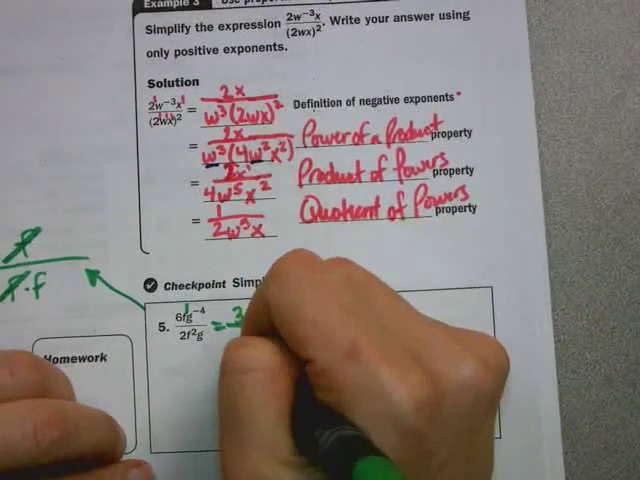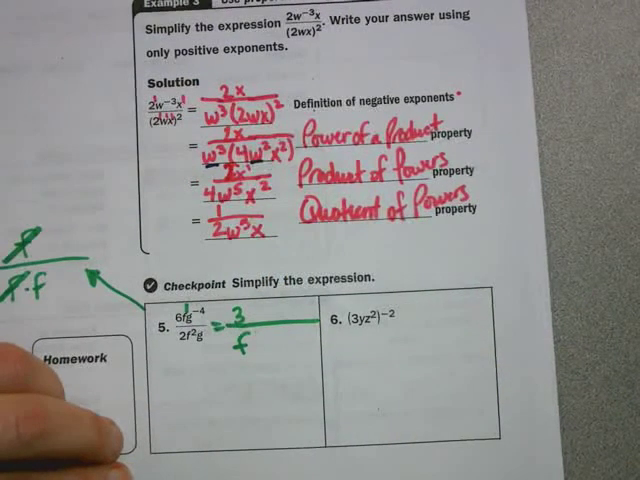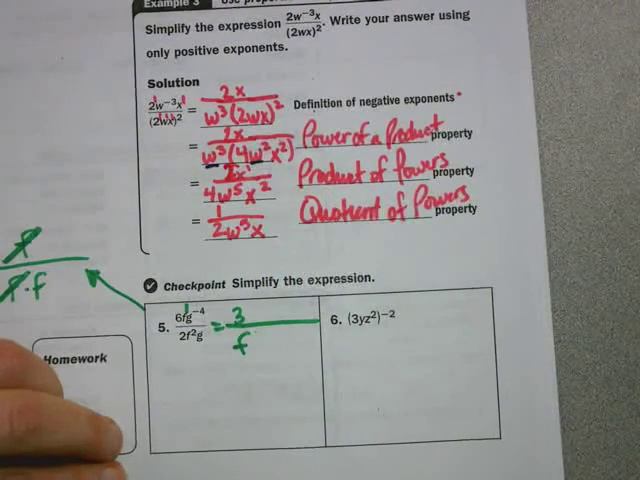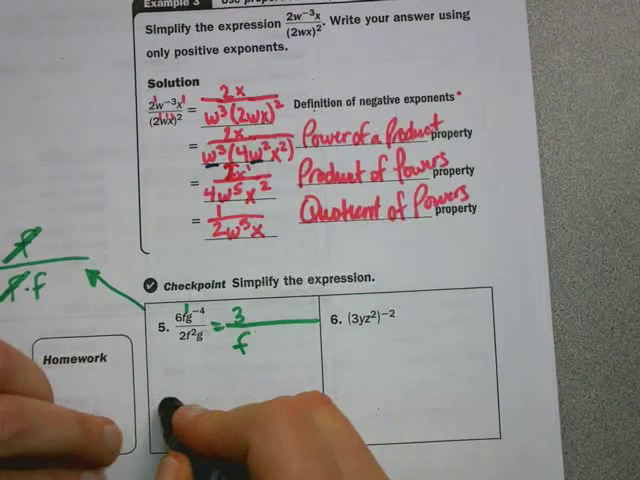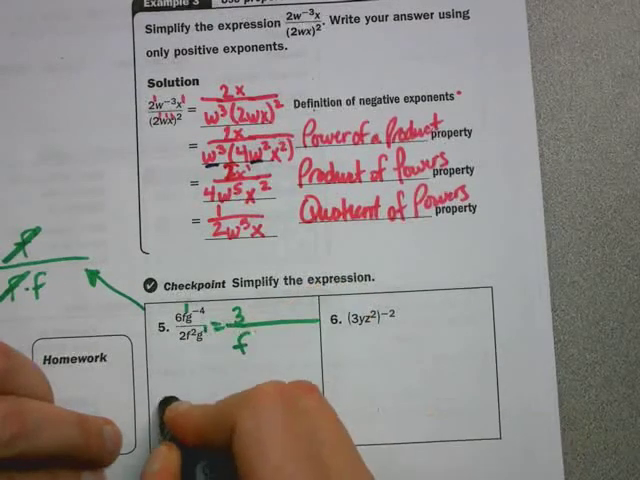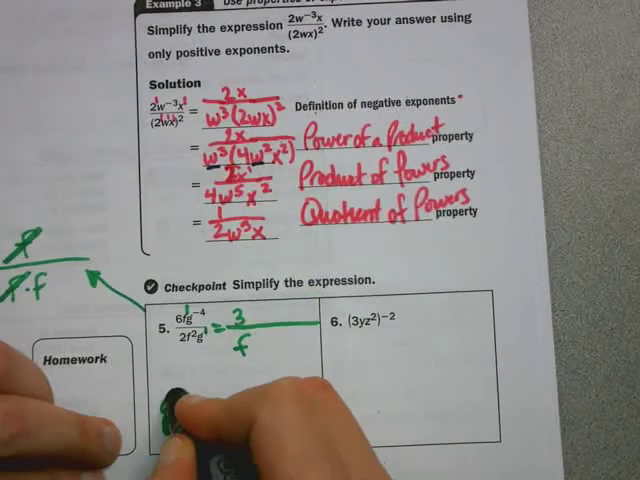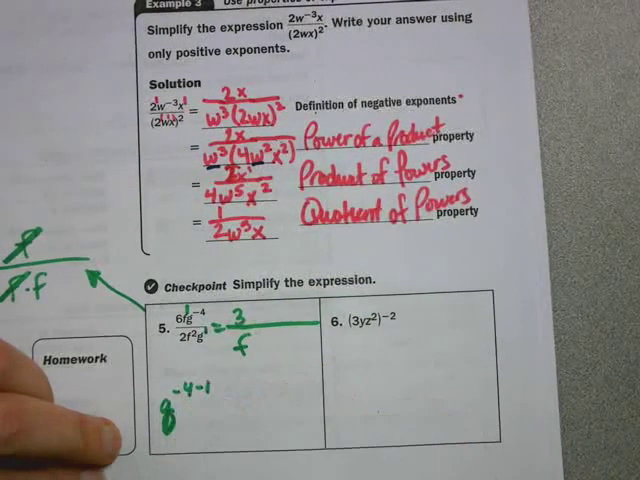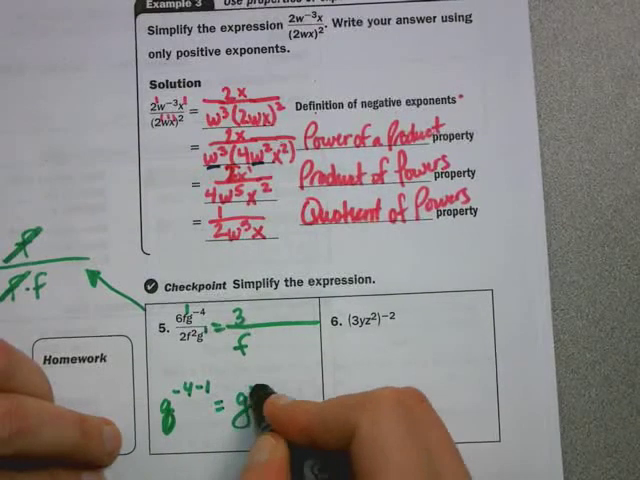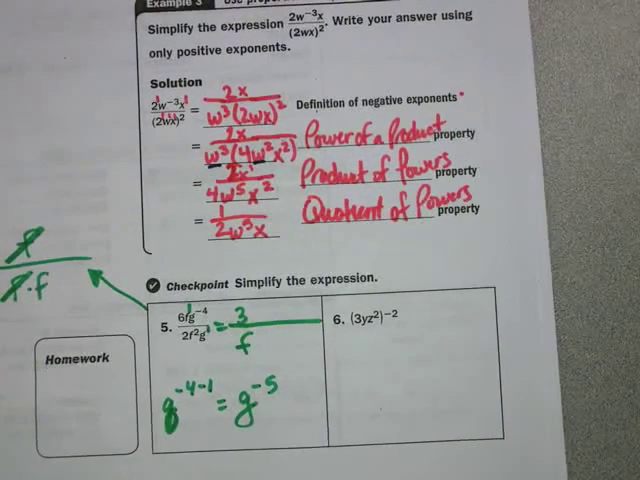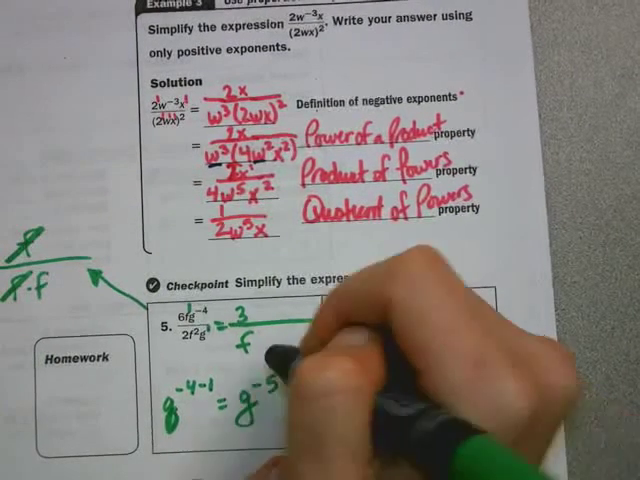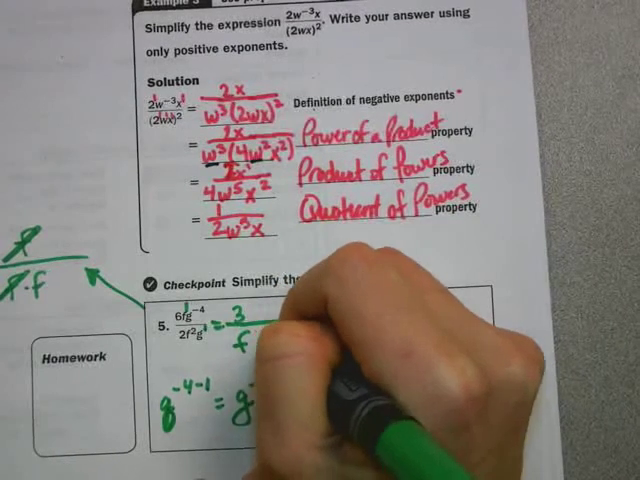Now the G's are a little trickier. The G's become G, oops, that's a Q, G to the negative 4 minus 1 power, which is G to the negative 5th. So where does G to the negative 5th go? It goes on the bottom and becomes the power of 5. So that is my final answer there.